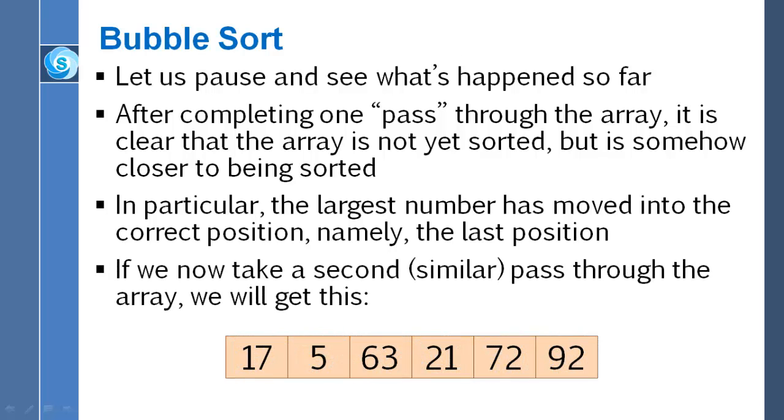All right, so let's see what happens in our example if we now go back and take a second pass through the array. I won't show you all the details, but we would end up, after the second pass, in this situation. And the thing to notice now is that 72, which is the second biggest number, has moved to the correct position, the next to the last position. So we actually have the last two numbers being the biggest two numbers, as we want.